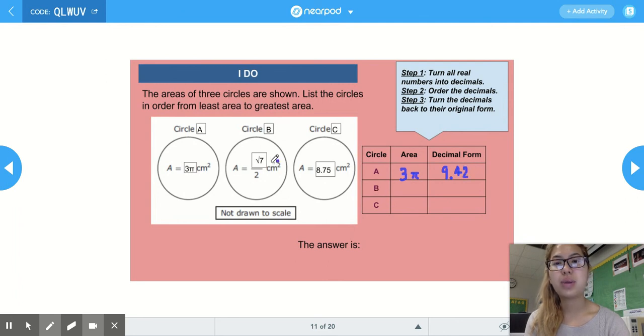Then for circle B, we have square root of 7 over 2, which is the same thing as square root of 7 divided by 2. And if we calculate that, we get 1.323. Lastly, circle C is 8.75. And that's already in decimal form, so we just have to rewrite that number.